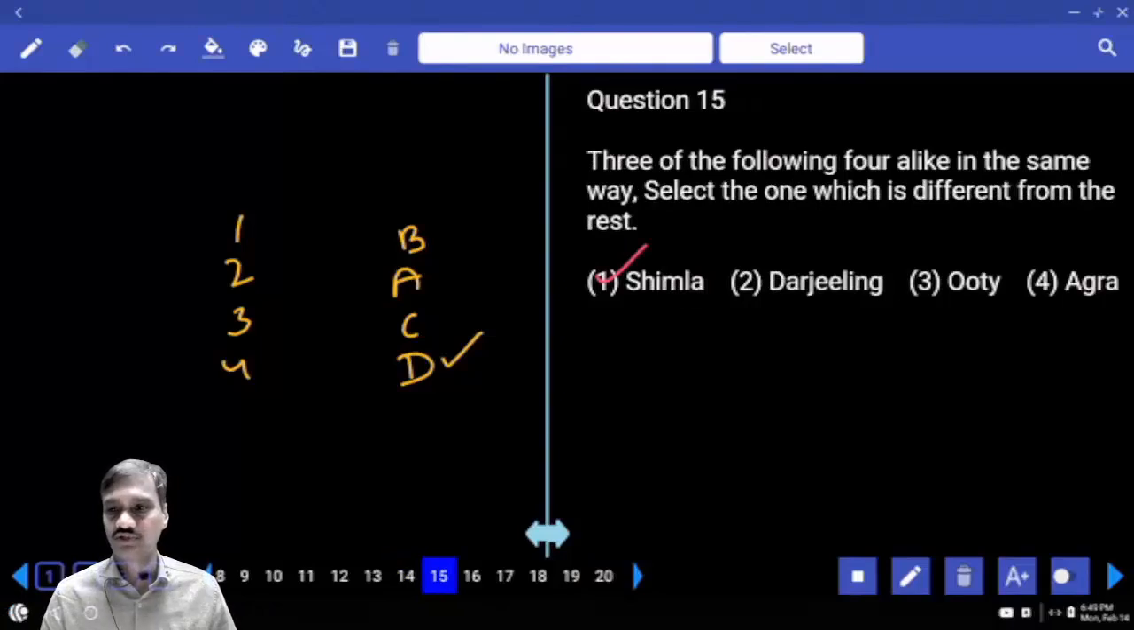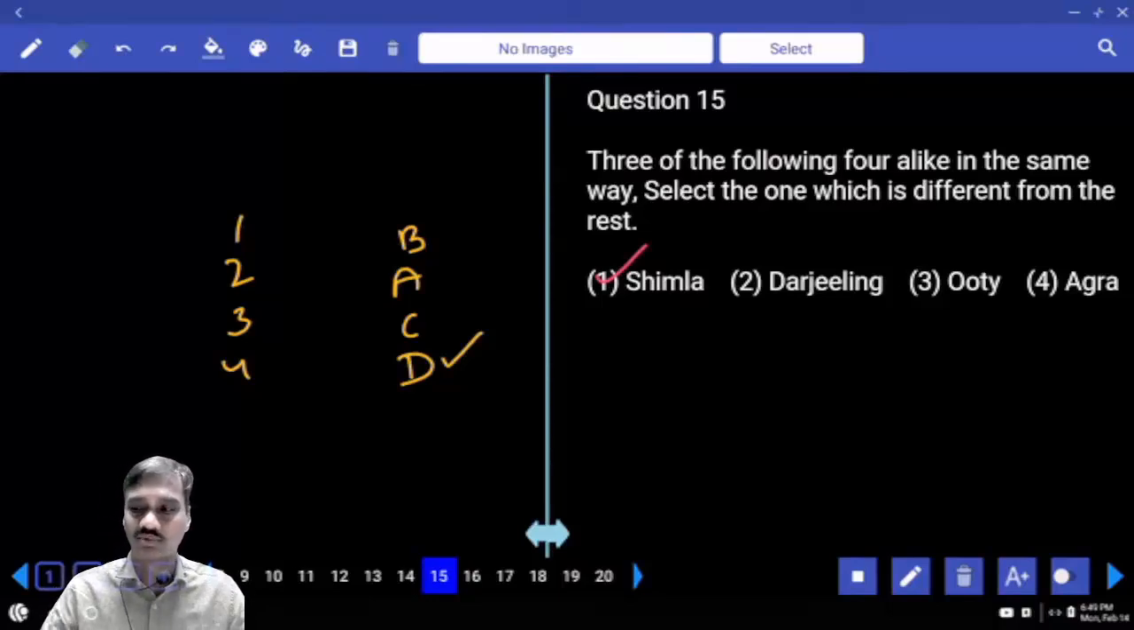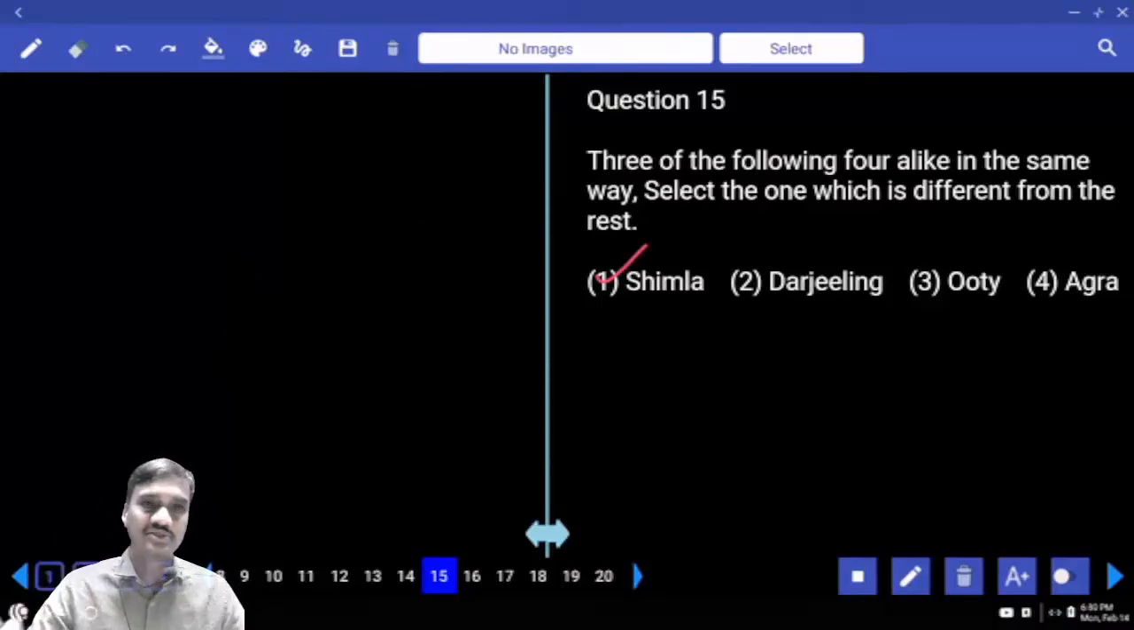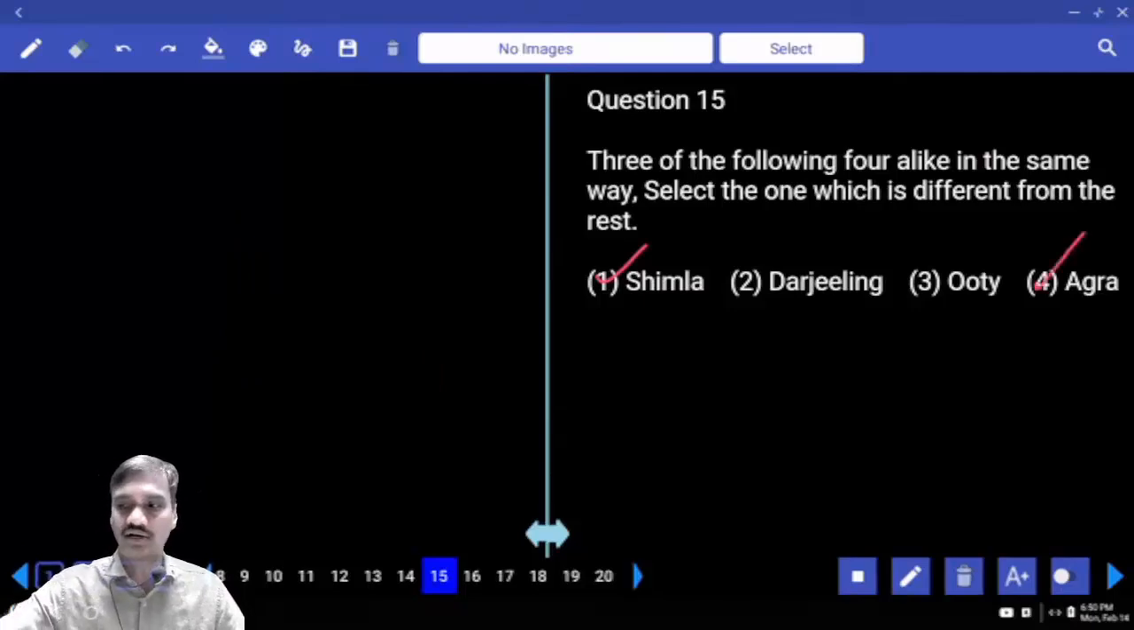Then question number 15, 3 of the following 4 are alike in a certain way and hence form a group. Then tell me what is the odd one here? Shimla, Darjeeling and Ooty. All these are hilly areas and Agra is not a hilly area. Except Agra, the remaining 3 belong to the same category.